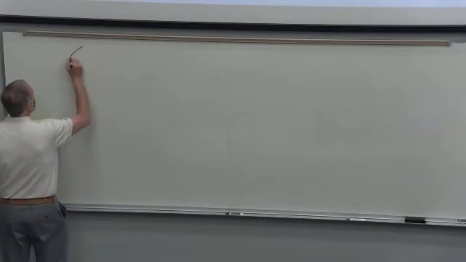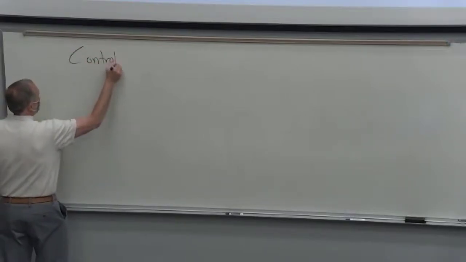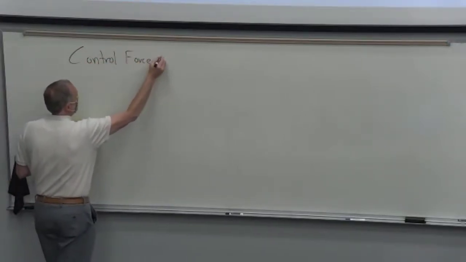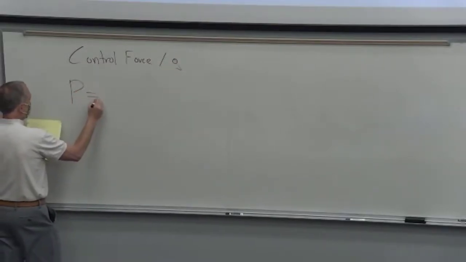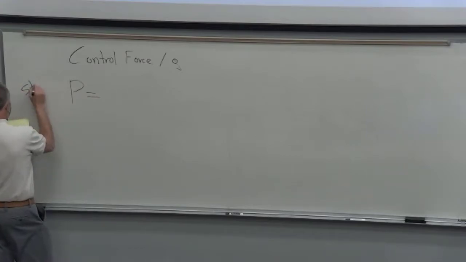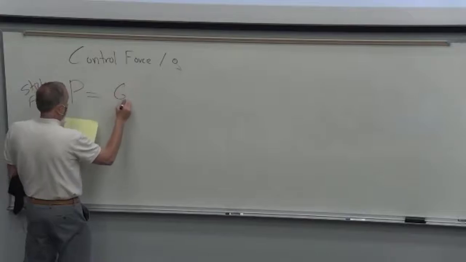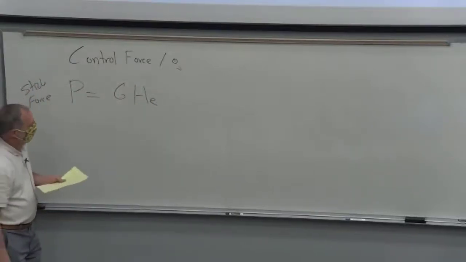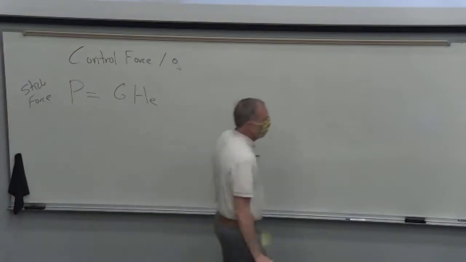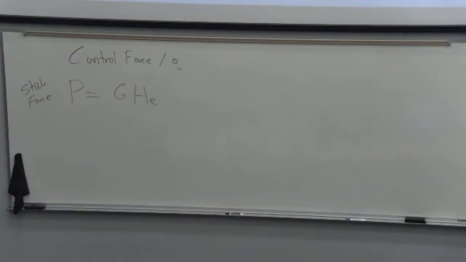All right, so control force per g is what we want to do. P is stick force, and that's the gearing times the hinge moment coefficient. And the hinge moment is simply the force of the air pushing on the elevator in its deflected position. That's all it is, and we know how to calculate that.